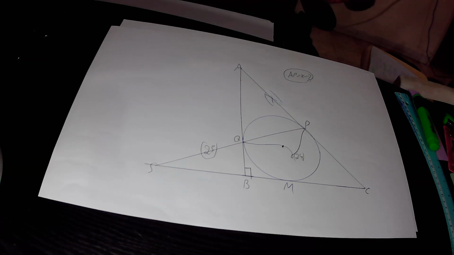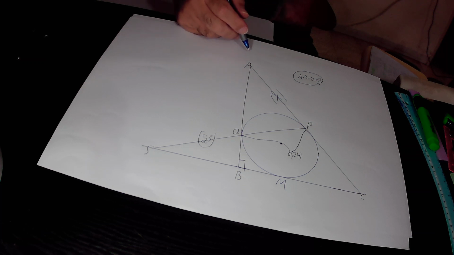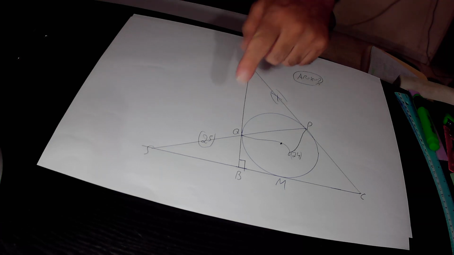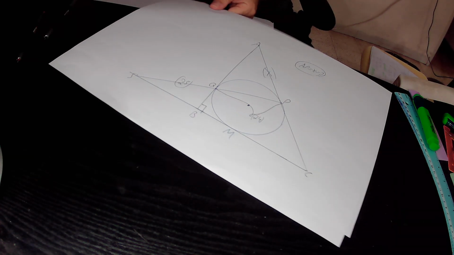Now, this is the external point A. From A, we have two tangents to this circle, tangent AP and tangent AQ. According to rule 2, they are equal to each other. This is to say AP equals AQ. But AP equals x, therefore AQ must also equal x units in length.